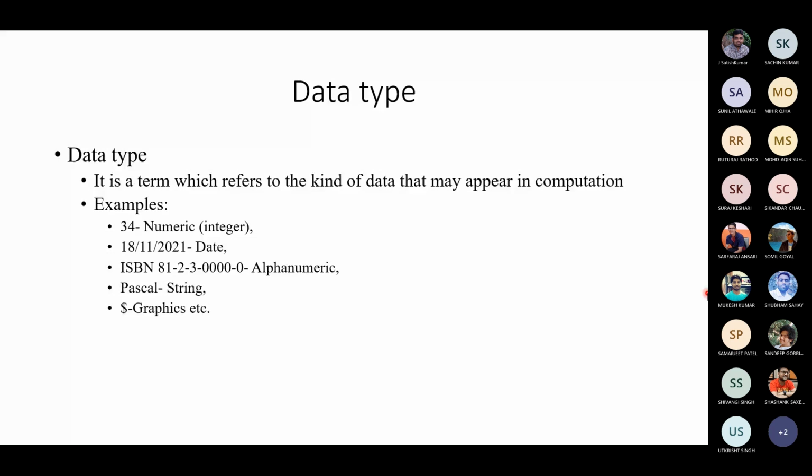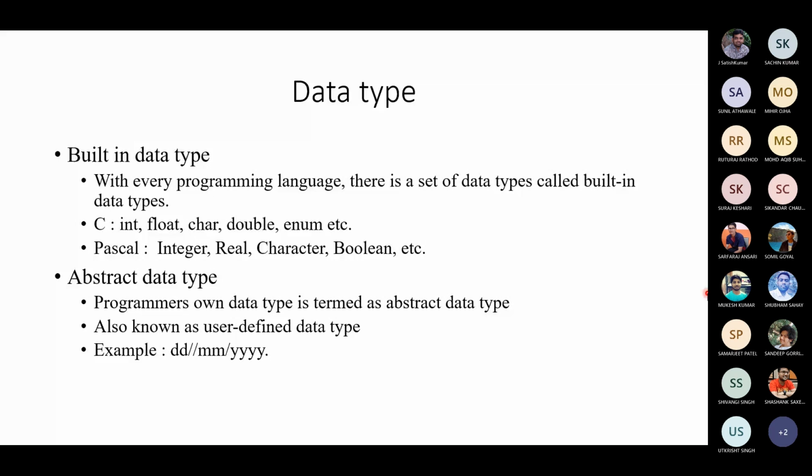Okay, so when you categorize what kind of data it is, we call that a data type. We have two kinds of data types: one is the built-in data type, and the other is the abstract data type. With every programming language, we define a set of data types which are called built-in data types. For example, in C, which you studied in your first year, you have the integer data type, float data type, character data type, double data type. Enum is your own data type, right?